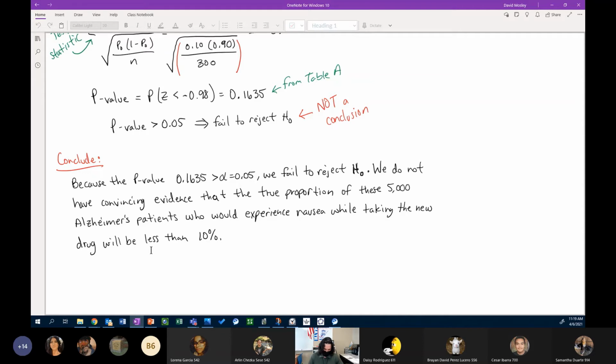If all you say is we do not have convincing evidence that the alternative hypothesis is true, you have not completely answered the question. You need to provide the details that connect this to the context of the question. And so that's what's been provided in our conclusion. Is there anything I can clarify here? Any questions?